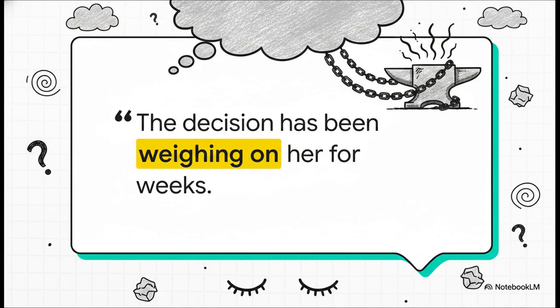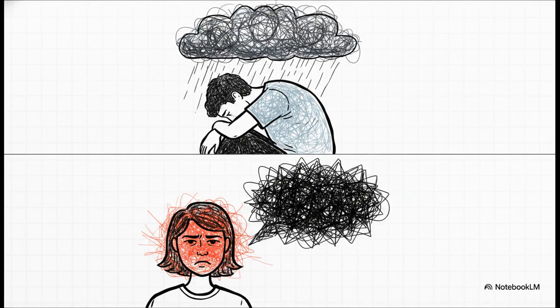Let's start with a worry that just kind of stays with you. The decision has been weighing on her for weeks. I absolutely love this idiom because it paints such a vivid physical picture. Weighing on someone isn't just a sudden feeling. It describes a problem or a tough choice that sits on your mind like a heavy physical weight over a long period of time.